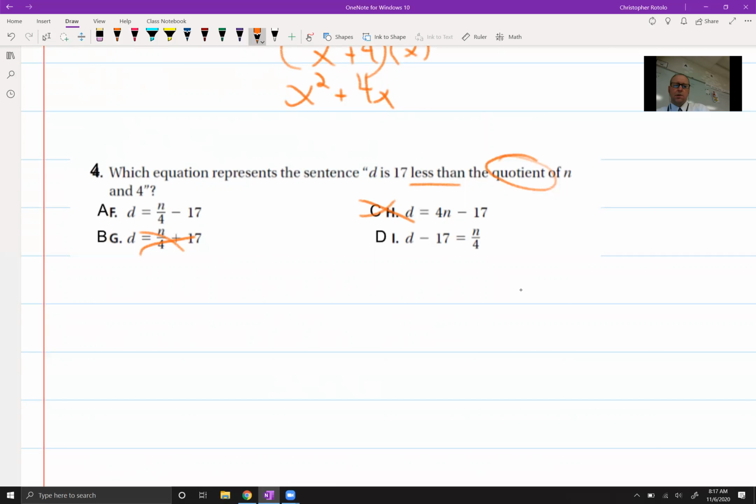Okay, so let's read it and see what's going on. D is, so that's where my equal sign is. It looks like this letter D over here is kind of out, but we'll make sure everything matches here. "17 less than," so that's the old switcheroo. This one does say 17 less than, but it didn't have the "is," so we're going to get rid of it. The quotient of n and 4, so that's n and 4, our division. So here it is, choice number A.